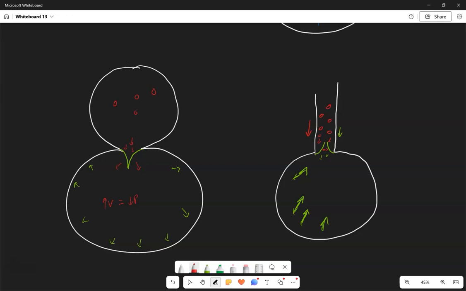So when we look at valves, and this will be important when we look at the cardiac cycle, we need to think about how these valves are operating and how they are opening and closing.